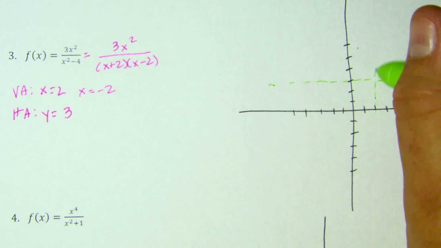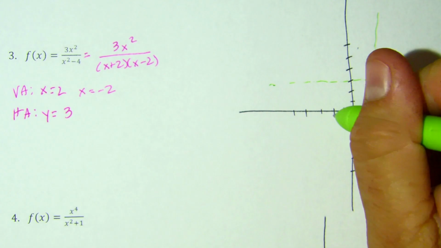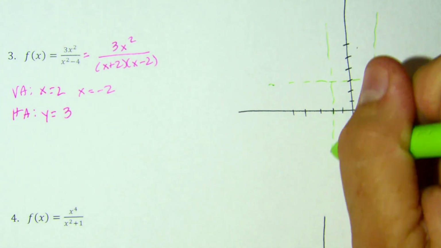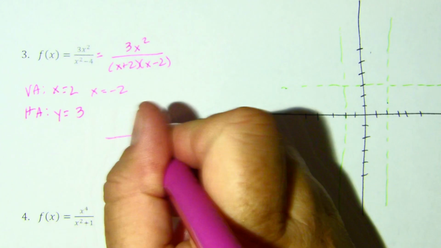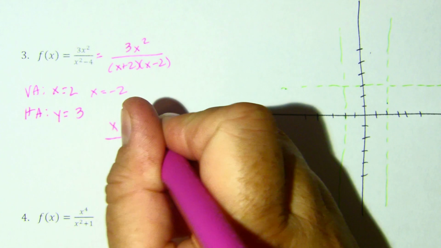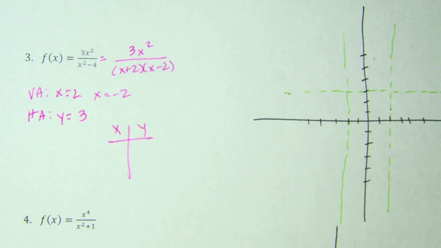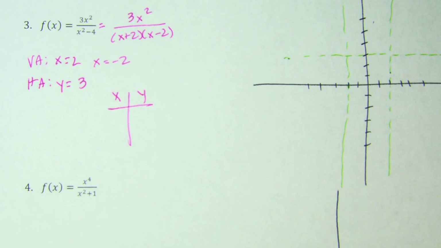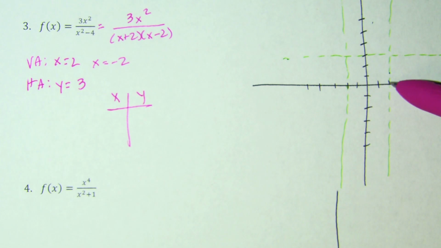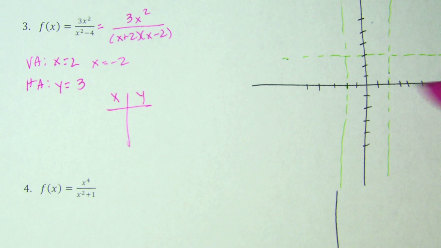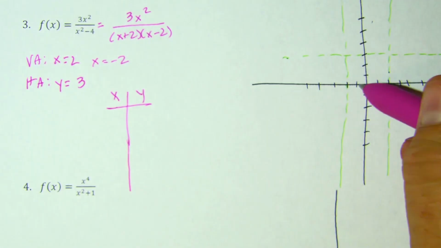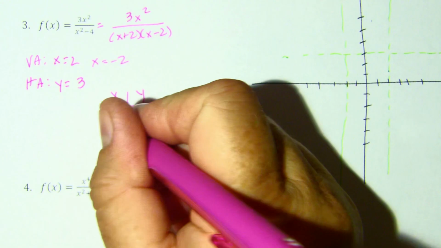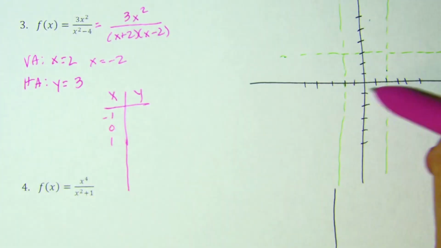And vertical asymptotes at 2 and -2. From there, again, I can plug in a few points. And we're going to plug in some points in between the 2 vertical asymptotes and then on each side. So let me make that a little bit bigger here. -1, 0, and 1 will give us in the middle here.